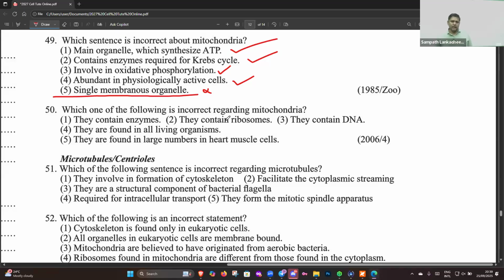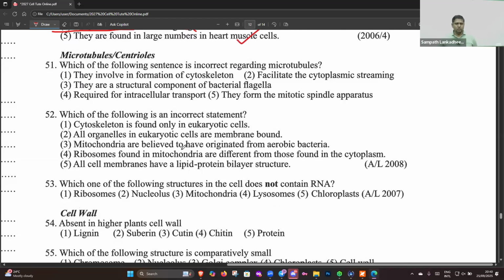Question number 50. Which of the following is incorrect regarding mitochondria? They contain enzymes. Yes. They contain ribosomes. Yes. They contain DNA. Yes. They are found in all living organisms. No. Not in bacteria either. They are found in large numbers in heart muscle cells. Yes.